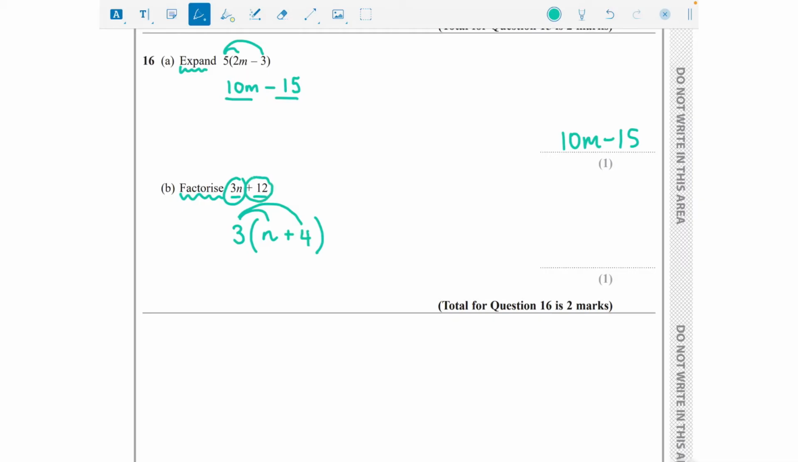And we could double check it by timesing out the brackets. 3 times n is 3n, and 3 times 4 is 12. So that's the inverse of what we did in part A, and the answer would be 3 lots of n add 4. So to factorise means to put it into brackets.